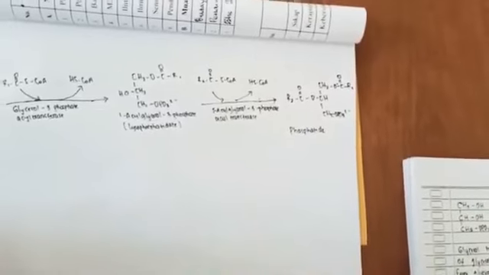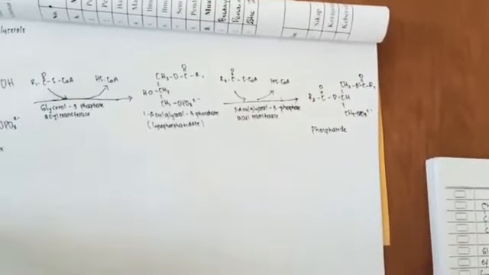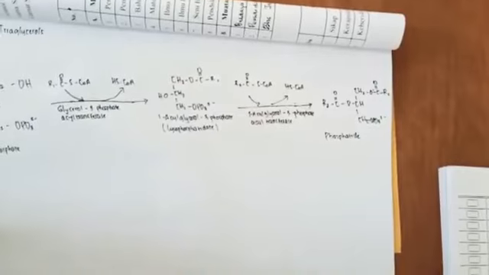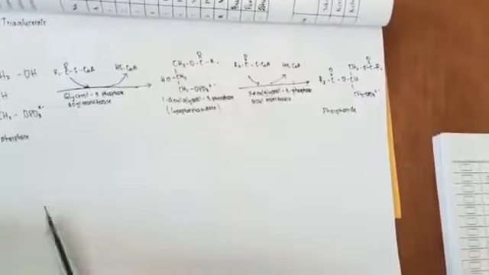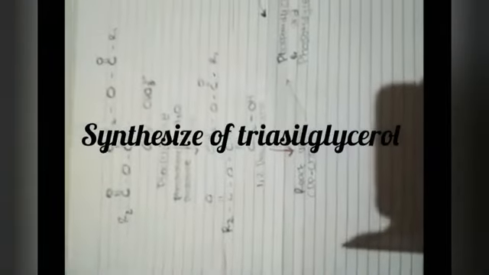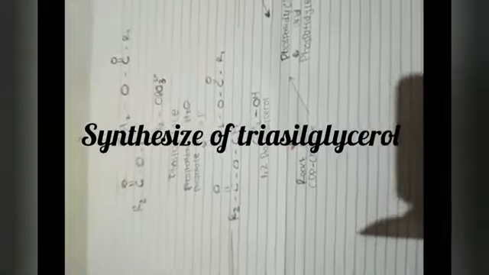So in the reaction of synthesis of phosphatidate, it produces 2 HS-CoA. Okay, friend, I want to continue to explain how to synthesize triacylglycerol. Before that, my friend has explained how to synthesize phosphatidate. Phosphatidate is used to synthesize triacylglycerol.